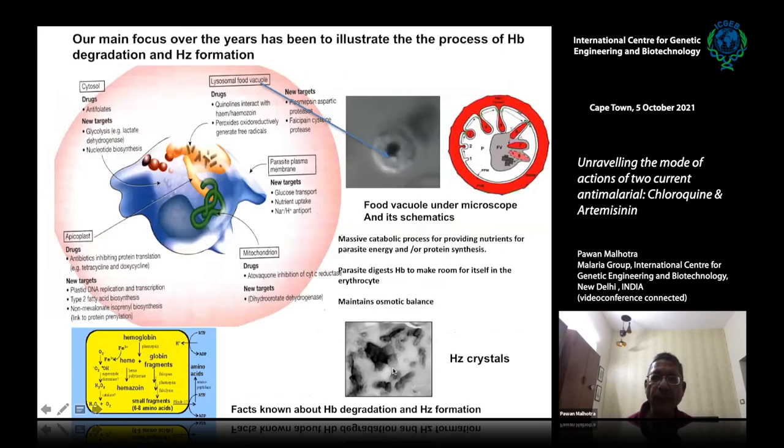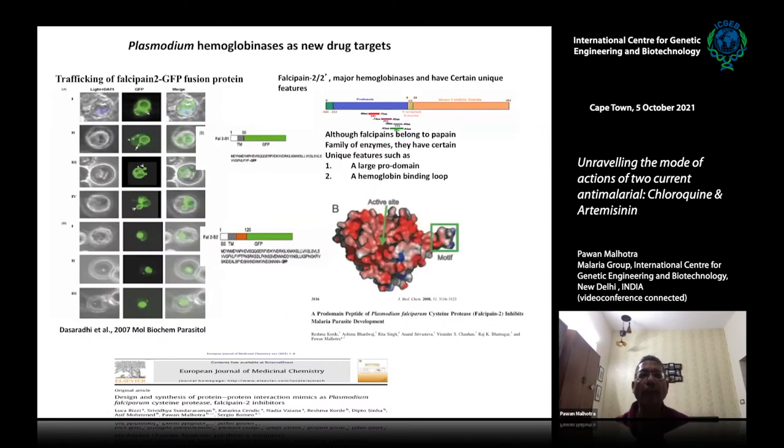And it has been shown that they are very important. The food vacuole is a very important organelle where this whole hemoglobin degradation takes place. And it is also very much essential for bringing the osmotic balance in the parasite life cycle. So about 5 to 6 years back, we studied the trafficking of falcipain 2, one of the major hemoglobinases which degrades hemoglobin. And we have targeted this molecule for newer drug discovery with different labs around the world.